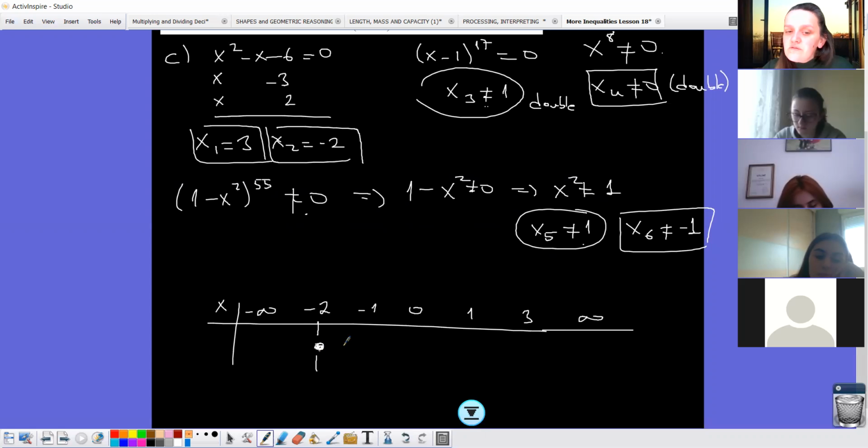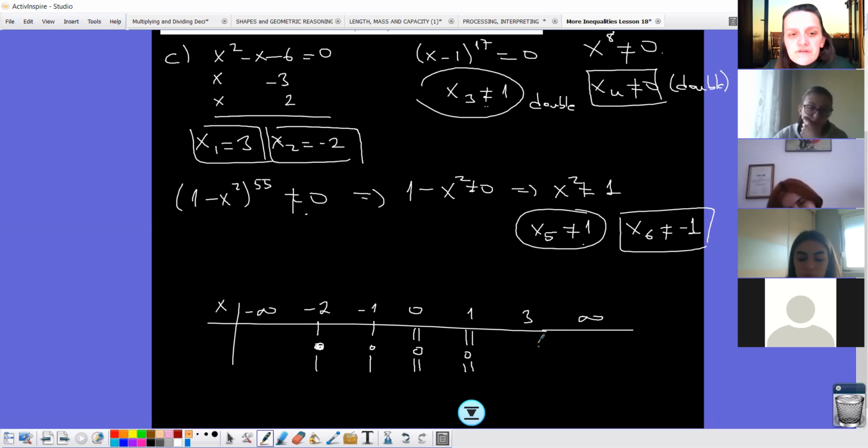-2 is filled, just to change the sign. -1 is not filled. 0 is the double root, it's not filled. 1 is the double root, it's not filled. Then 3 will be filled, and that's all.